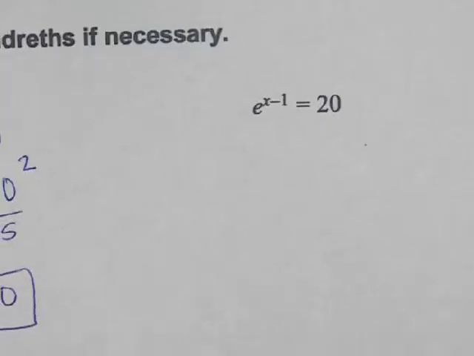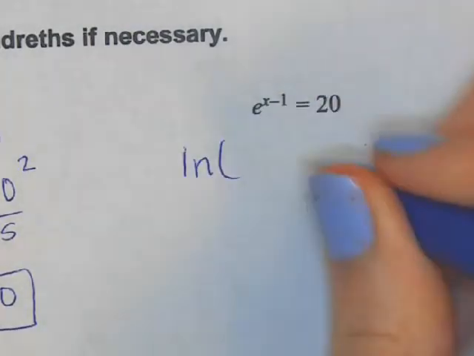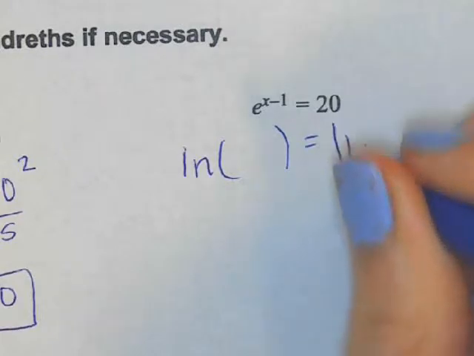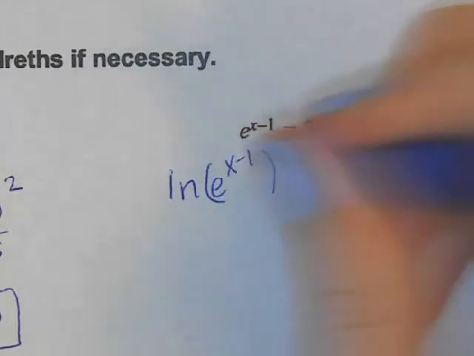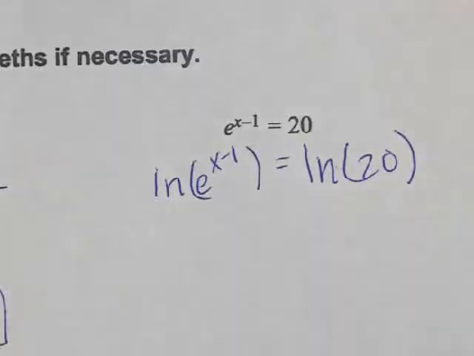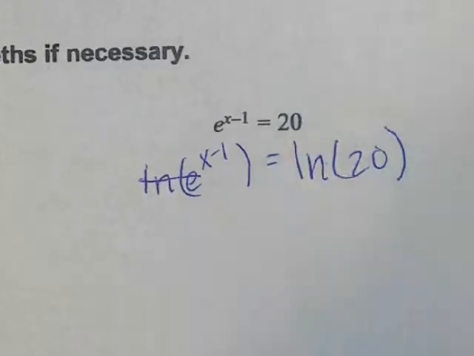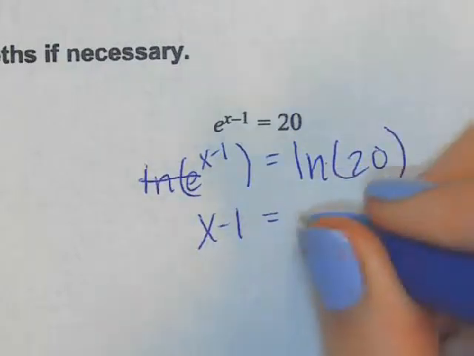Alright, next one. This says e to the power of x minus 1 equals 20. So am I going to use exponentials to get rid of an exponential? We need to use a log. What's the same thing as a log base e? An ln, a natural log. So I'm going to take a natural log of the left side and a natural log of the right side. Drop it down. What cancels? The e and the natural log. So x minus 1 equals natural log of 20.